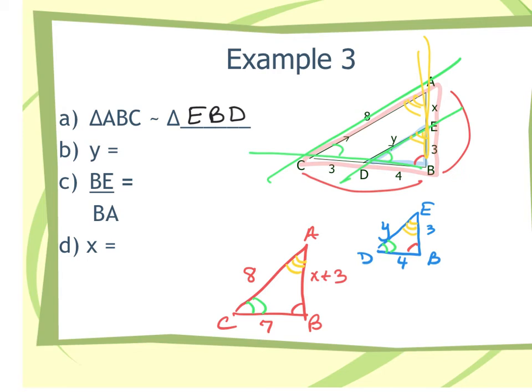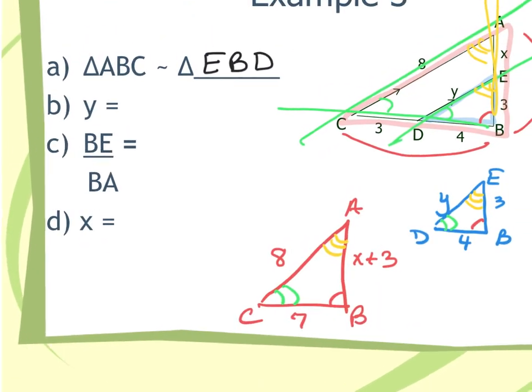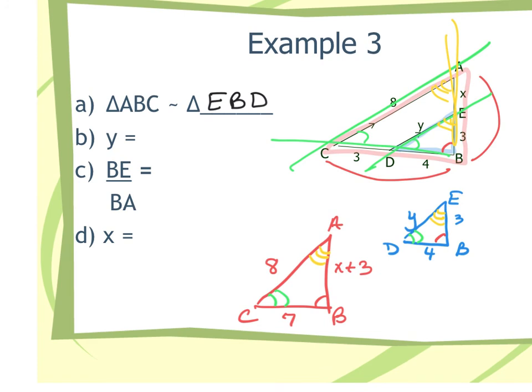Now that I have the similarity statement, let me jump down to C and do the statement of proportionality. Let's match the sides. So C, they already started it for us. So they're showing us that this EB or BE right here is matching with BA.